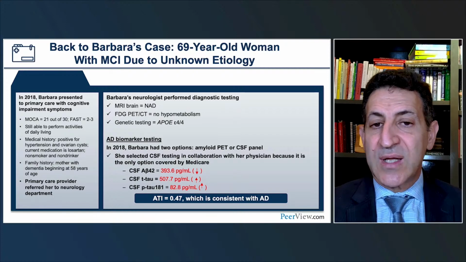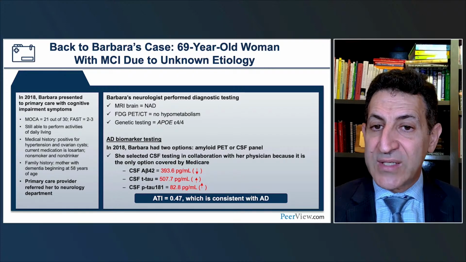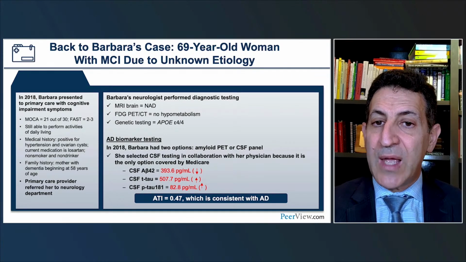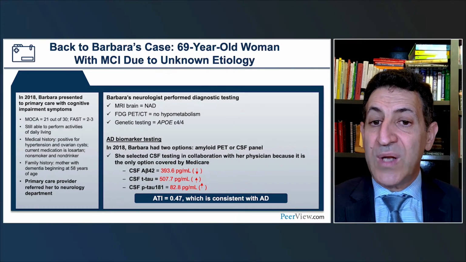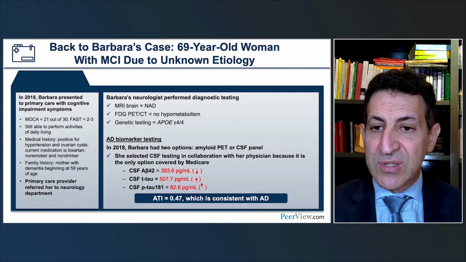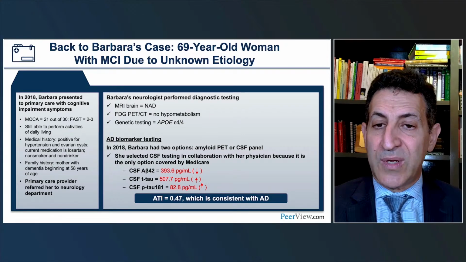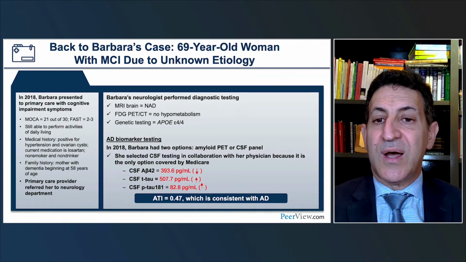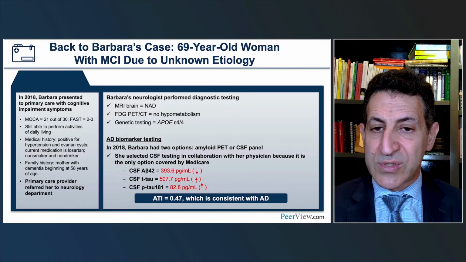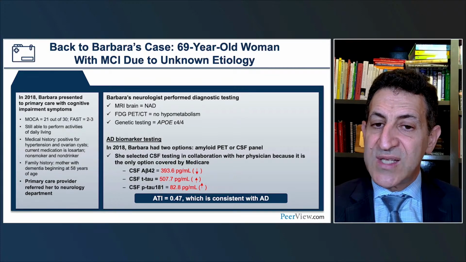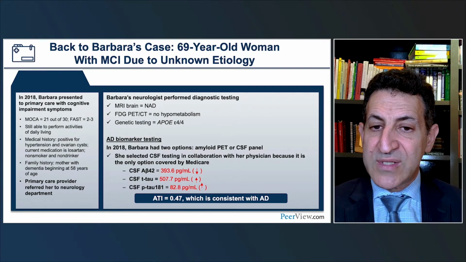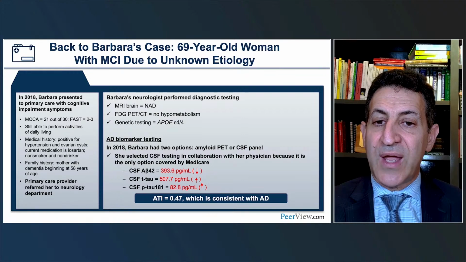In my practice, I actually ordered genetic testing, ApoE genotyping. In this case, the patient came back ApoE 4-4. And when I did CSF testing on this patient, because remember we had already talked about FDG PET and MRI, but the patient was getting worse, I said, let's do CSF testing, again, because amyloid PET was not reimbursed. As you see, the CSF A beta 42 was 393, total tau 507, and phosphorylated tau 82.8.